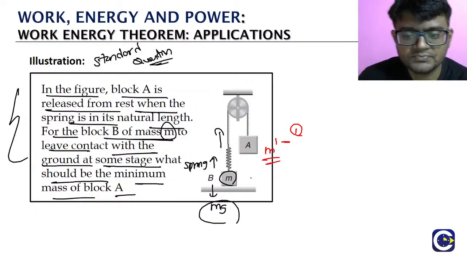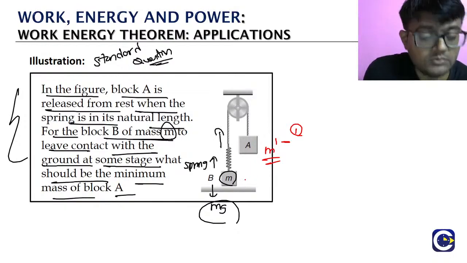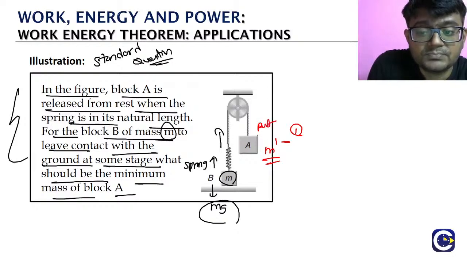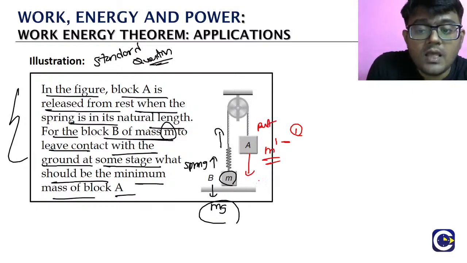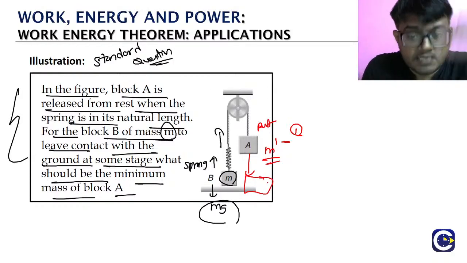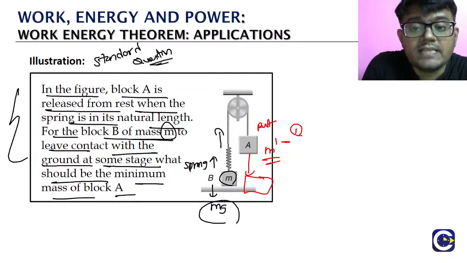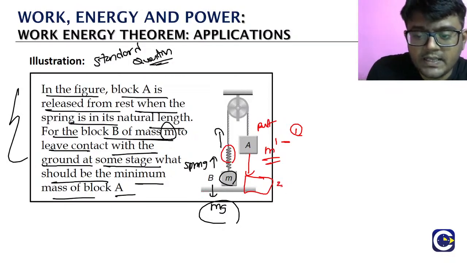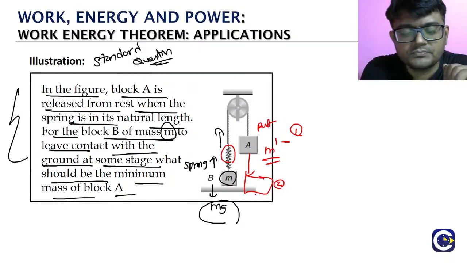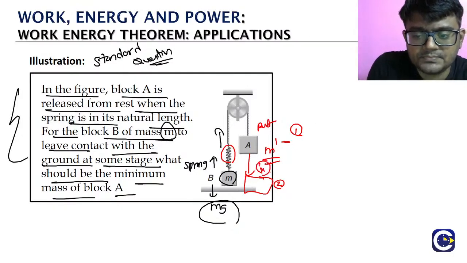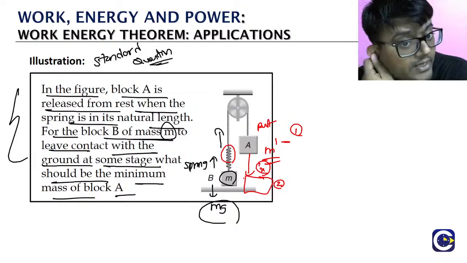Okay? When block A is going down, see what happens: it is initially at rest. So when it is going down, its gravitational potential energy will start decreasing. But the spring is getting elongated. When it comes to point 2, the block is coming down by a value x.